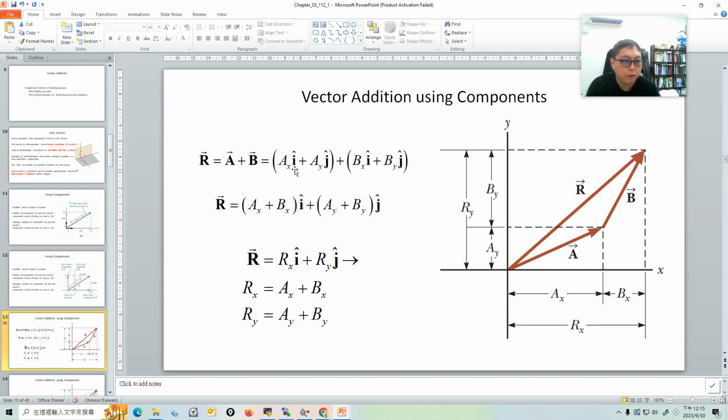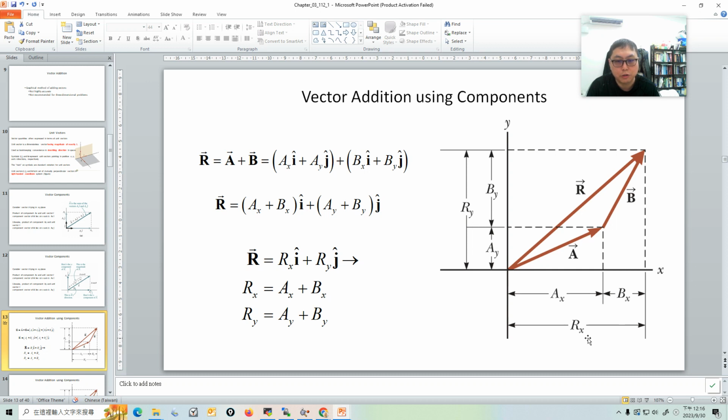The component in the x direction: add the x component of A to the x component of B. The y component of A, add the y component of B. Add component by component. Here is a very good picture. It shows that previously we used the tail-to-head method, graphically showing the addition of vectors, and now we use a component language to represent the addition of vectors. Actually, they are equivalent.